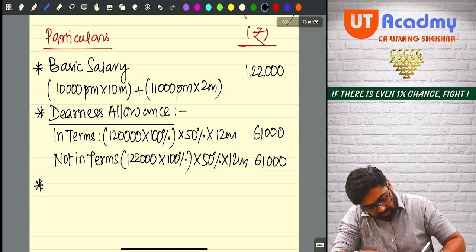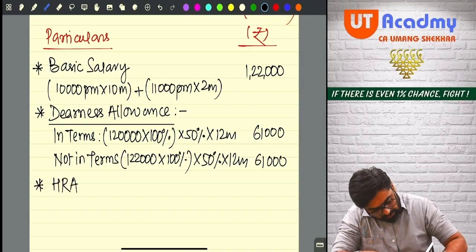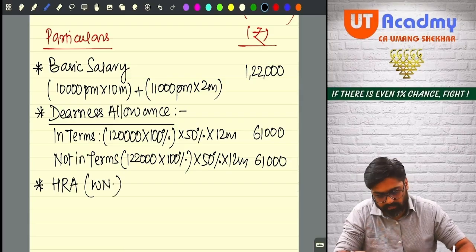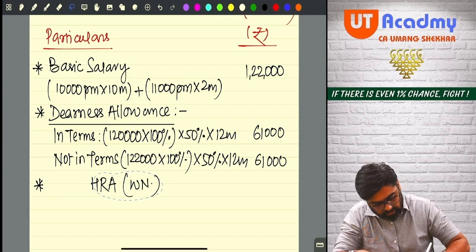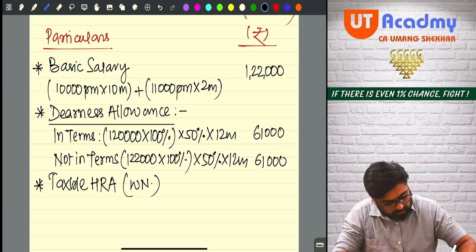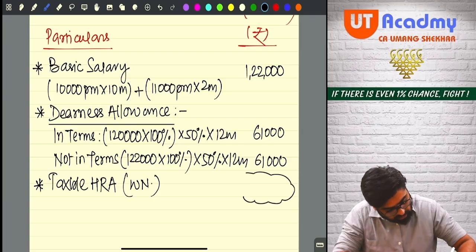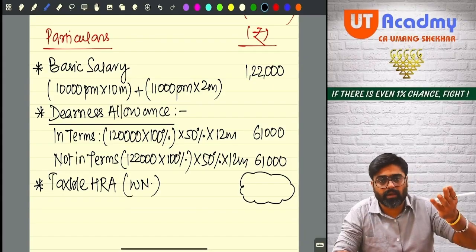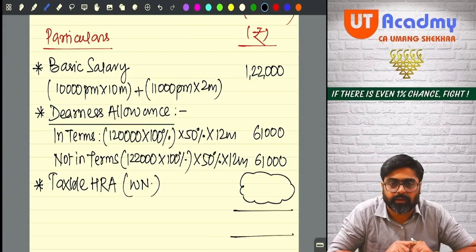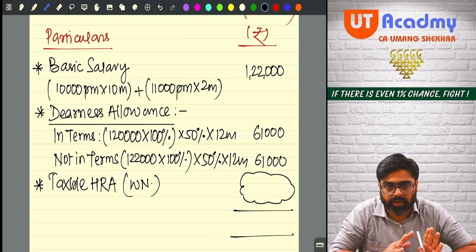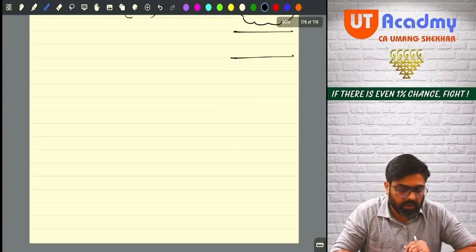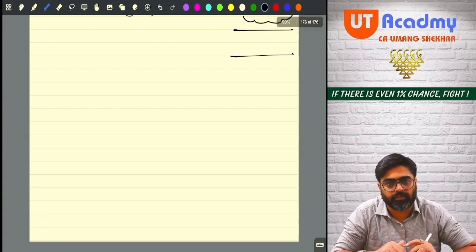Now I will have to calculate HRA. And for that HRA, I will be doing a working note. I will write taxable HRA. So this amount I will calculate from a working note and I will put that amount here and then I will total what I will get, gross salary. So to get this gross salary, my taxable HRA should be correct. Now, let's do the calculations for HRA. Please try and understand.